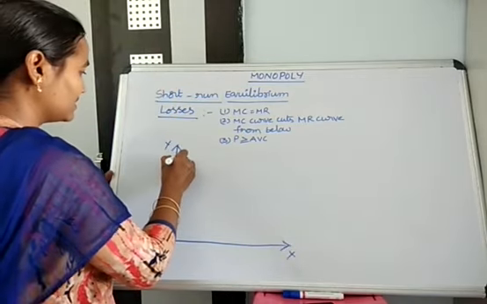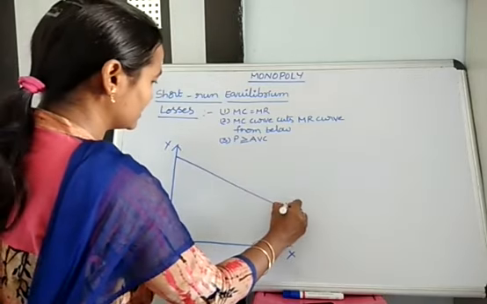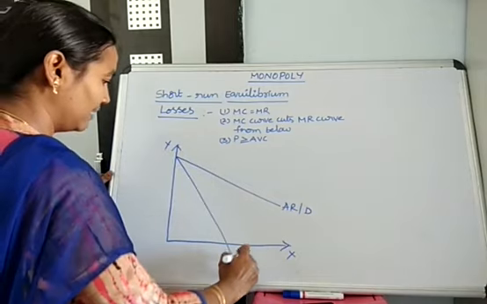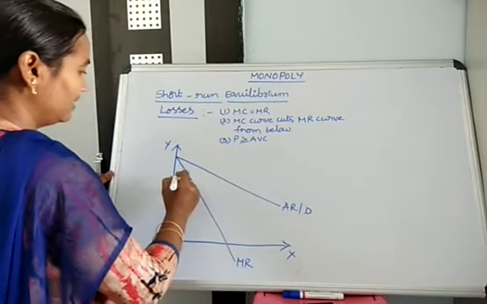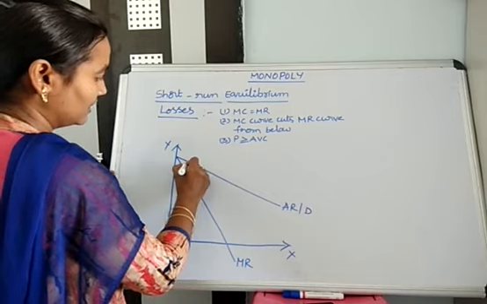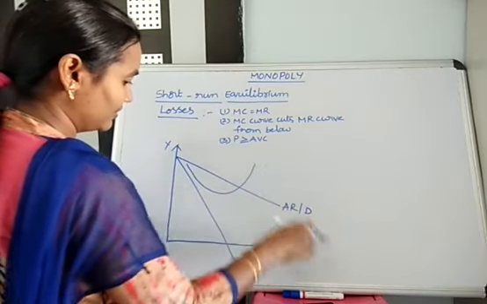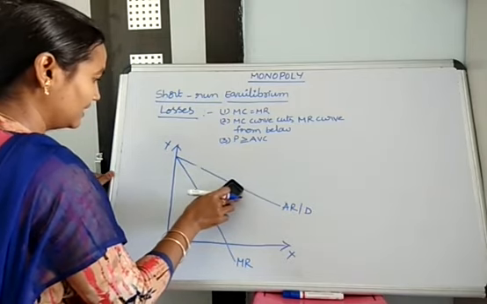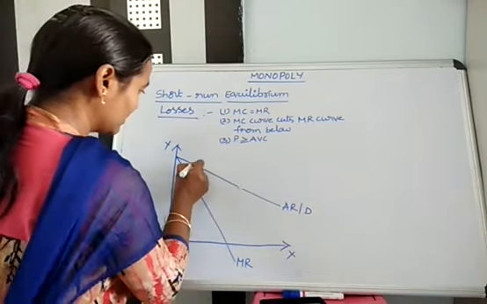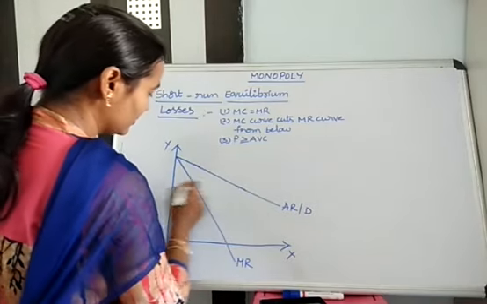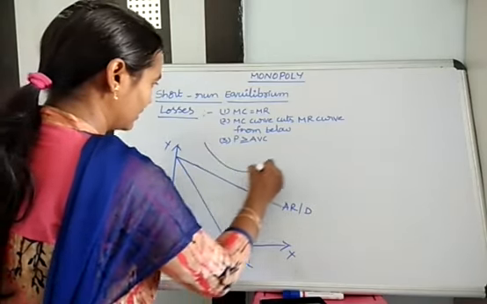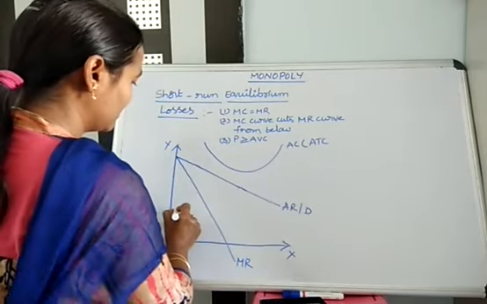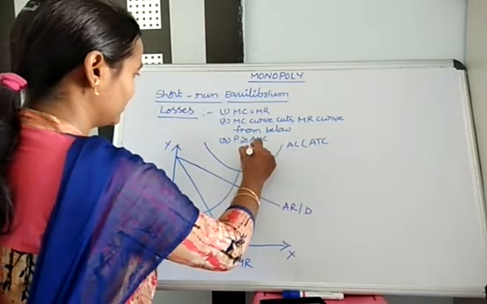For analysis, we already know the revenue curves. The AR curve is also called the demand curve, also called the price curve, and then the MR curve. For analyzing profits or losses, we use the cost curves, that is, the average cost curve as well as the marginal cost curve. The average cost curve is also called ATC, and the second one is the marginal cost curve, MC.